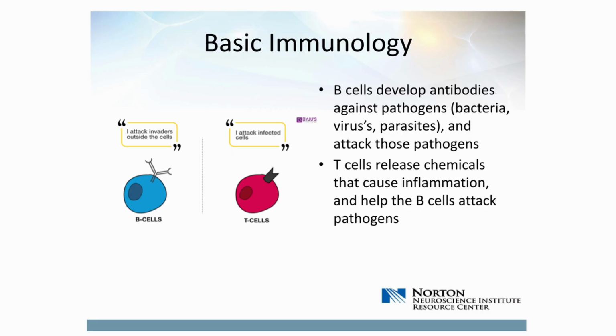Now, let's go over some very basic immunology. We all have two main types of immune cells. We have B cells and T cells. We can think of B cells as the tattletales on the playground. They identify viruses and bacteria and develop antibodies against them. These antibodies then tell the T cells, who are like the bullies, to attack these viruses and bacteria. The tattletales tell the bullies who to go beat up. That is your immune system in a nutshell.